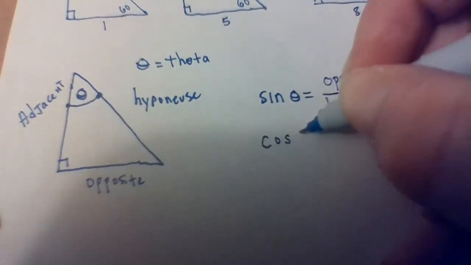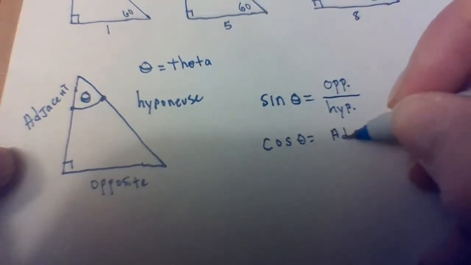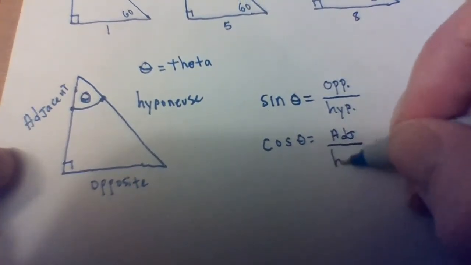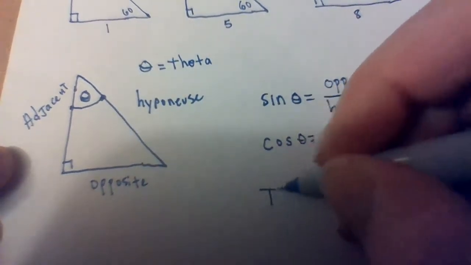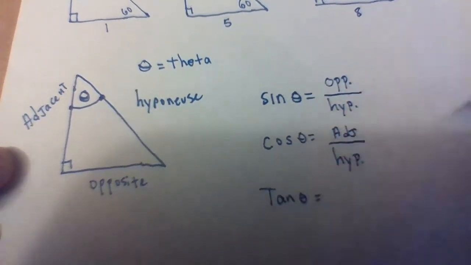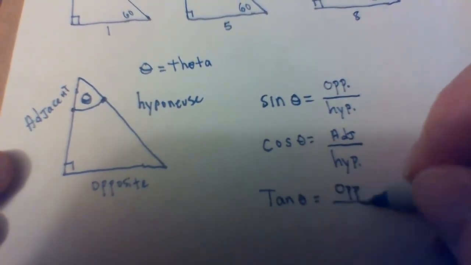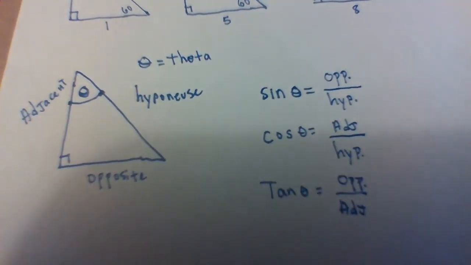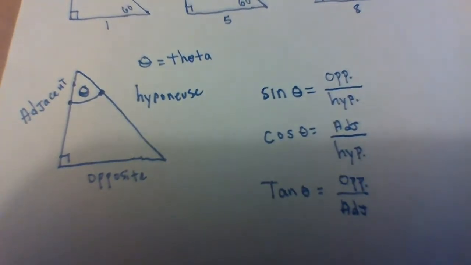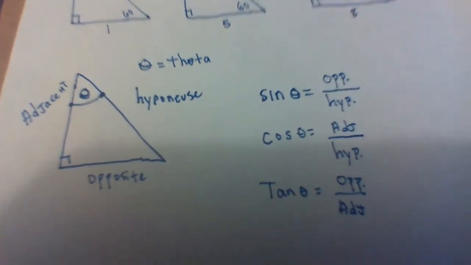Cosine of theta. Cosine of theta is the length of the adjacent side over the length of the hypotenuse. And then the last one, you should be somewhat familiar with these from geometry, is tangent of theta. Tangent of theta equals the opposite side over the adjacent side. Okay? And you should probably Google these. They're everywhere on the internet. Those are the ones you should be familiar with.